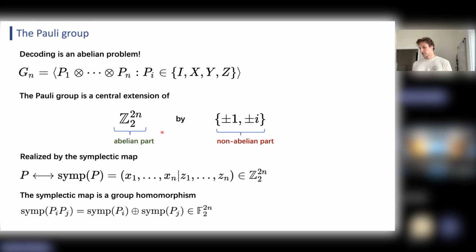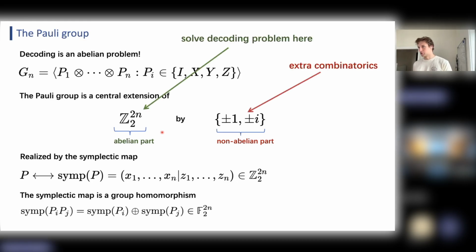We'll exploit exactly this. In short, we solve an abelian decoding problem on this large abelian quotient, and then we do some extra combinatorics to lift it to the whole group. But because the non-abelian part is very small, the extra combinatorics are manageable, at least sometimes.